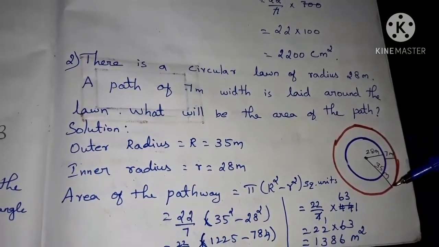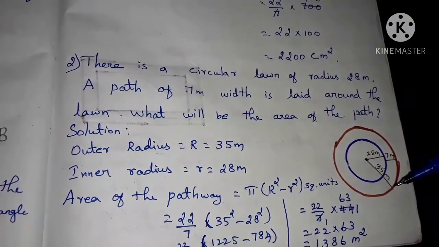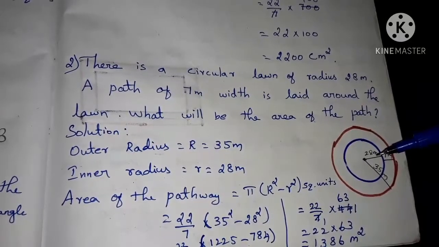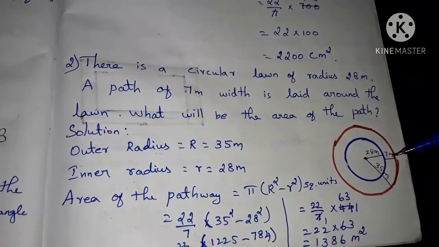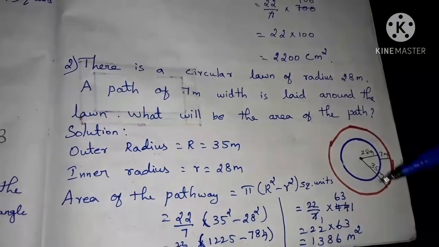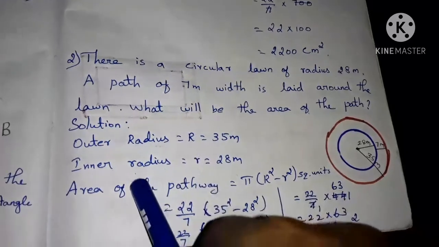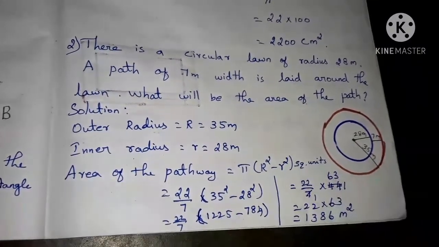So what is the outer circle radius? Yes, 28 plus 7, 35. The inner circle radius is already 28. The path is 7 meter wide, so 28 plus 7 is 35. So our outer radius is 35 meter and inner radius is 28 meter.